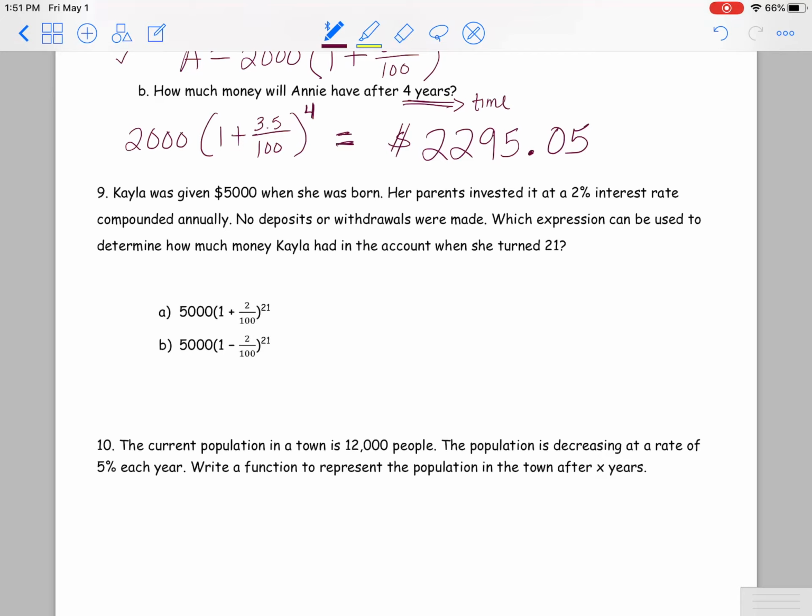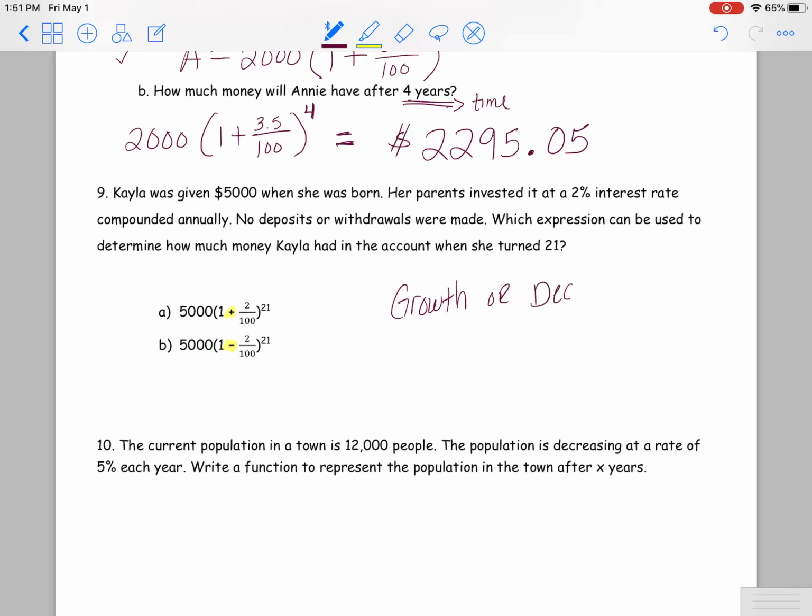Question 9. Kayla was given $5,000 when she was born. Her parents invested it at a 2% interest rate compounded annually. No deposits or withdrawals were made. Which expression can be used to determine how much money Kayla had in her account when she turned 21? Well, this one is 2 choices. Easy peasy. So the only difference is, if I look, the plus and the minus.